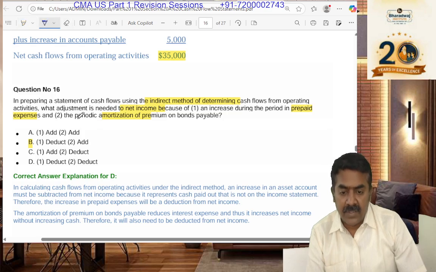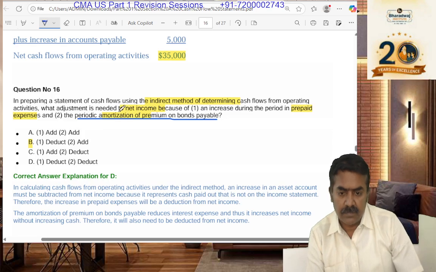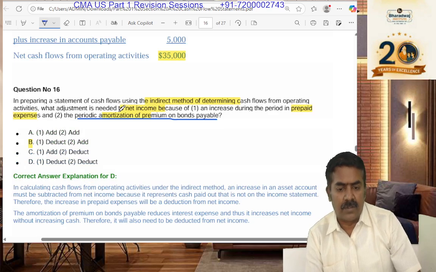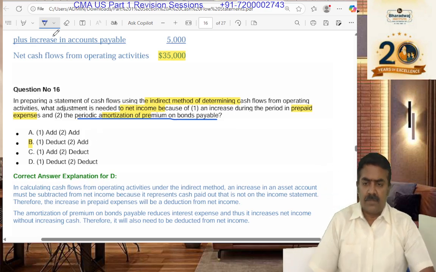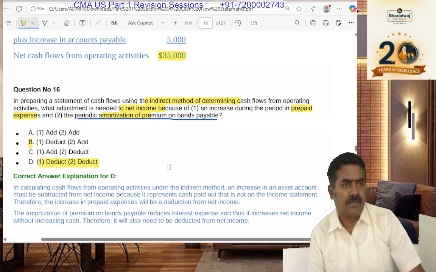Wait. It is amortization of bond premium payable. That will be credited to the P&L account. That will be credited to what? The P&L account will reduce. So non-operating gain we will what? Reduce.